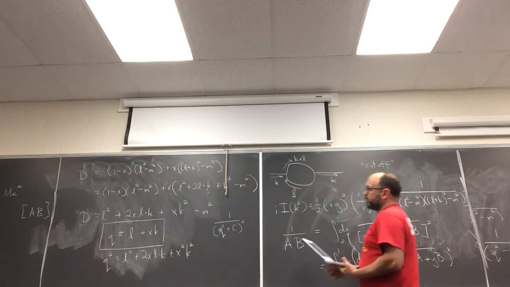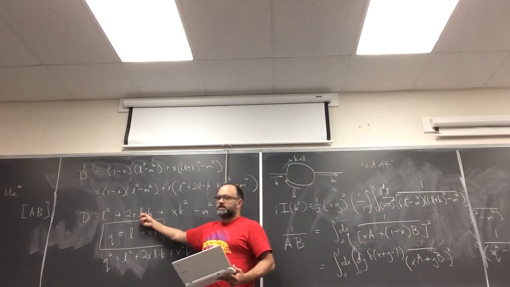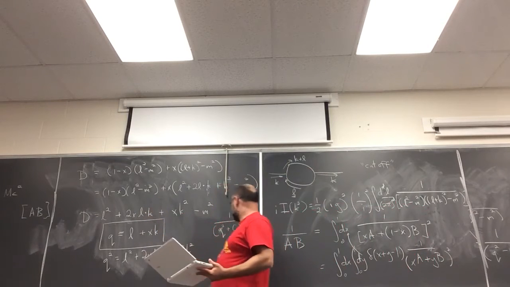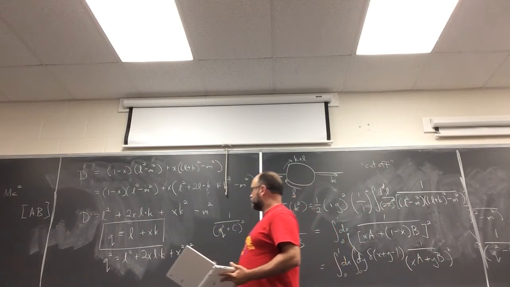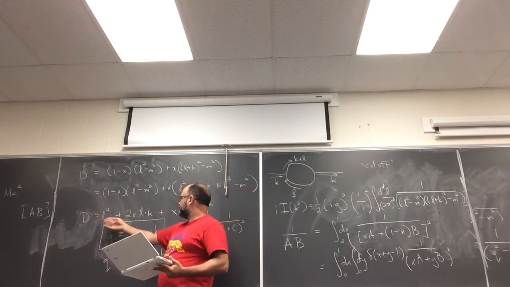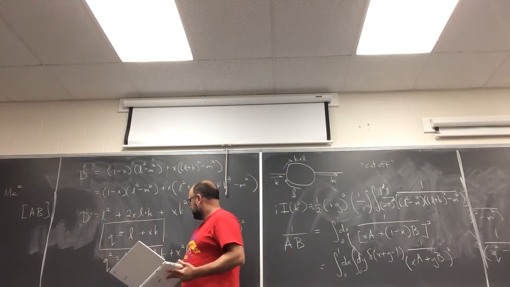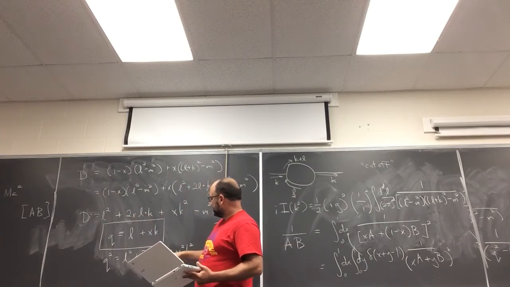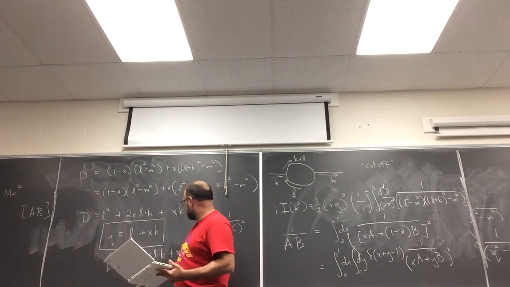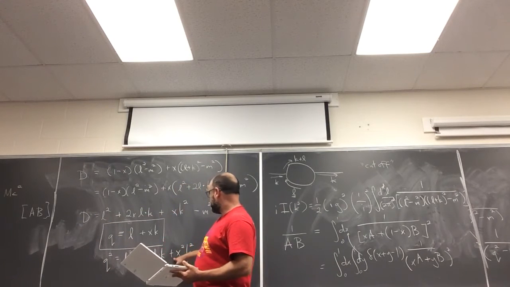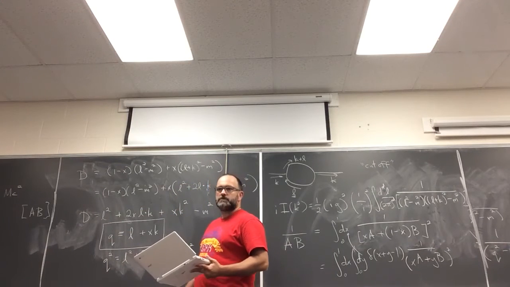And what are we trying to do? We're trying to get rid of this term. We want something that just goes like Q squared plus some constant stuff. So here I have L squared plus 2x L dot k, and here I have L squared plus 2x L dot k. I can replace these two terms with Q squared minus x squared k squared.